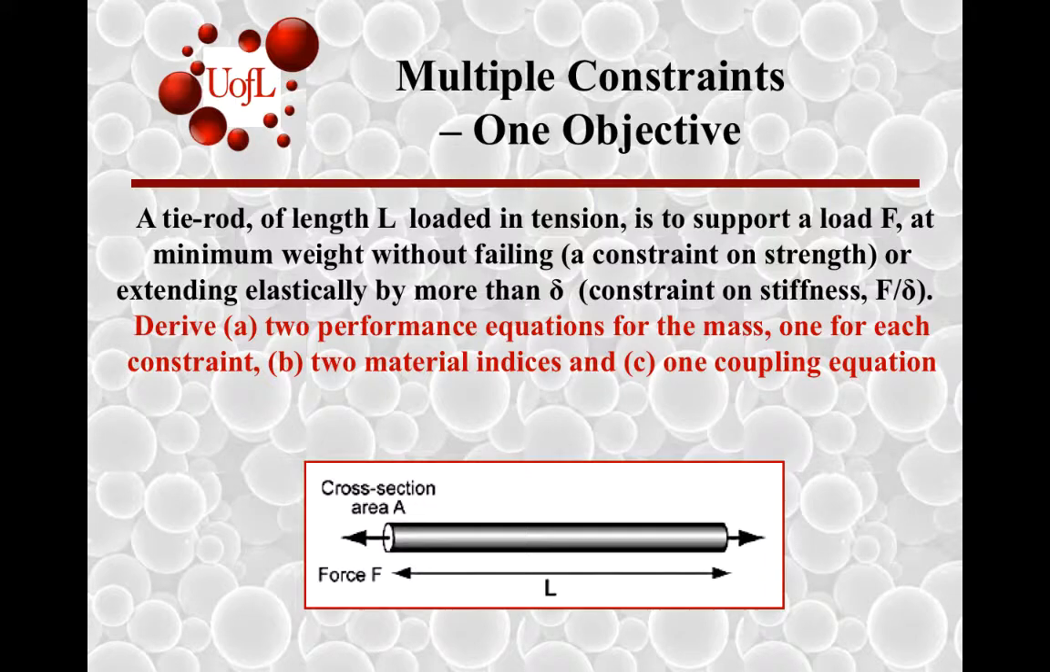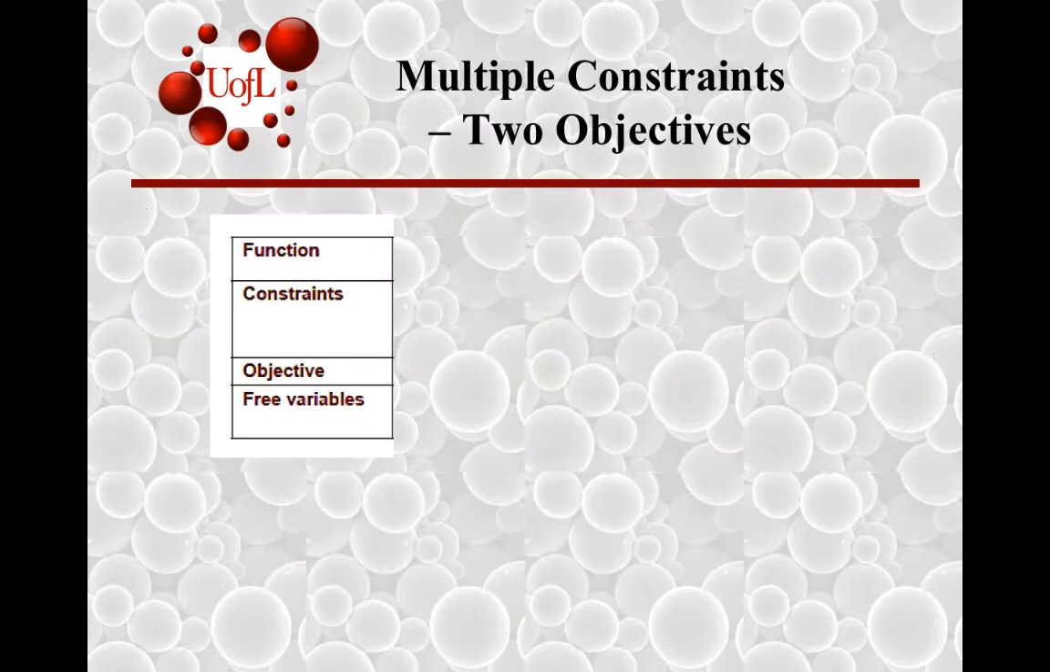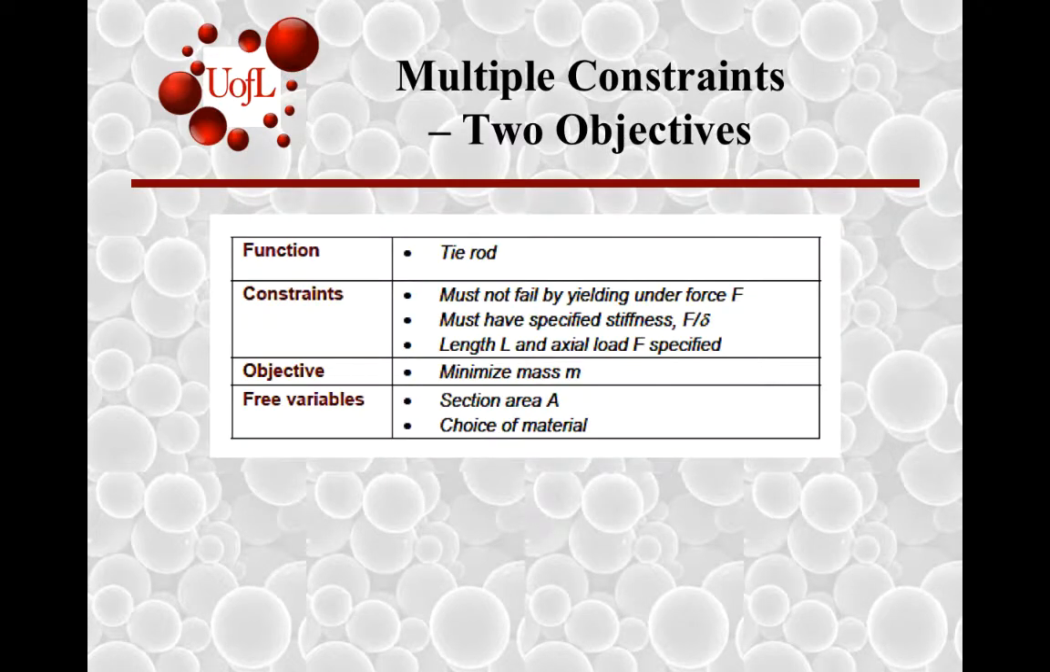So this is a geometry that we are looking at. It's a cylindrical tie rod, and force F is applied in tension. The rod is of length L, the cross-sectional area A is a free variable as we've always seen. And so if you look at creating that table, the function is specified as a tie rod, constraints are given. On the one hand, L and F are specified, and we have to say that F should be less than the yield strength, and then F by delta, which is the stiffness, should be specified as well. We are free to use A and then the choice of material, which is the purpose of creating those different plots.